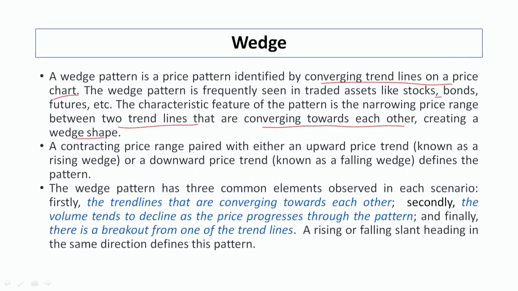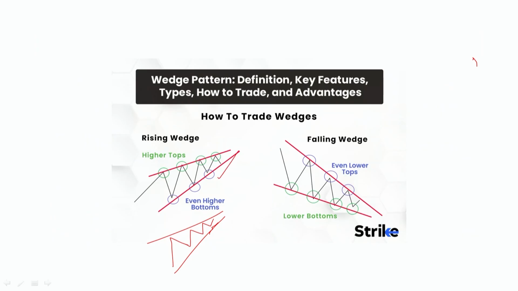A contracting price range paired with either an upward price trend, known as a rising wedge, or a downward price trend, that is a falling wedge, defines the pattern. So, this is a rising wedge and this is a falling wedge because the prices are going down and down, and here the prices are going up and up. So there are higher tops and even higher bottoms. As I already mentioned, higher highs we need to identify, and here the bottoms are also increasing, so that's why it's a rising wedge.